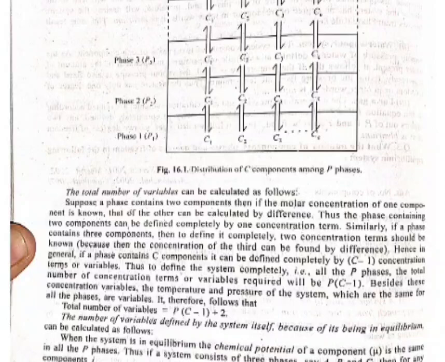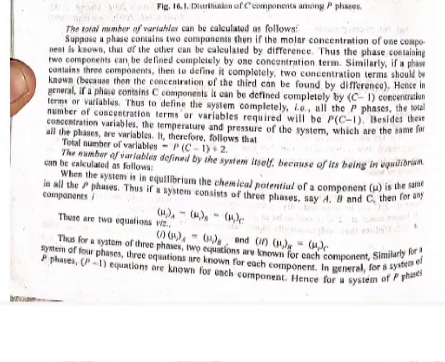The total number of variables can be calculated as follows. Suppose a phase contains two components; if the concentration of one component is known, then the other can be calculated by difference. Thus, a phase containing two components can be defined by one concentration. If a phase contains three components, two concentrations should be known, because then the third can be found by difference. Hence, in general, if a phase contains C components, it can be defined completely by C minus 1 concentration terms as variables. To define the system completely with all P phases, the total number of concentration variables required will be P times (C minus 1).